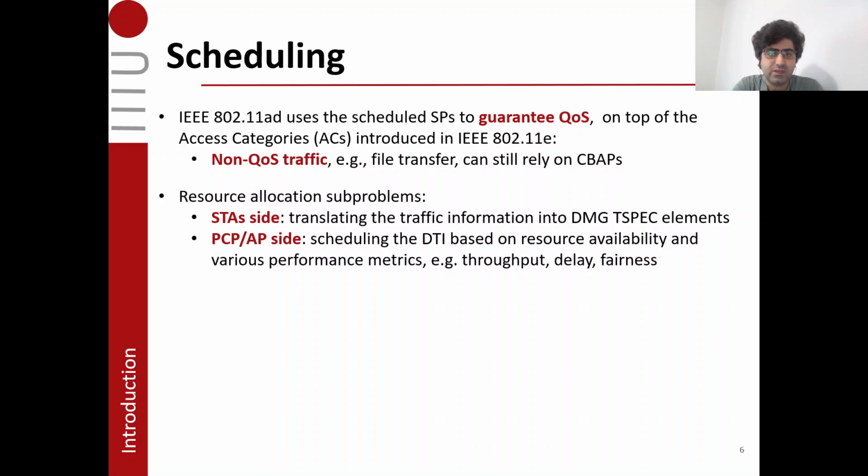divide the resource allocation into two sub-problems. First, on the station side, the problem is translating the traffic information into the desired allocation parameters, which are expressed using the TSPEC elements. And on the access point side, the problem is efficiently scheduling the data transmission intervals based on different factors like availability of resources and other performance metrics.